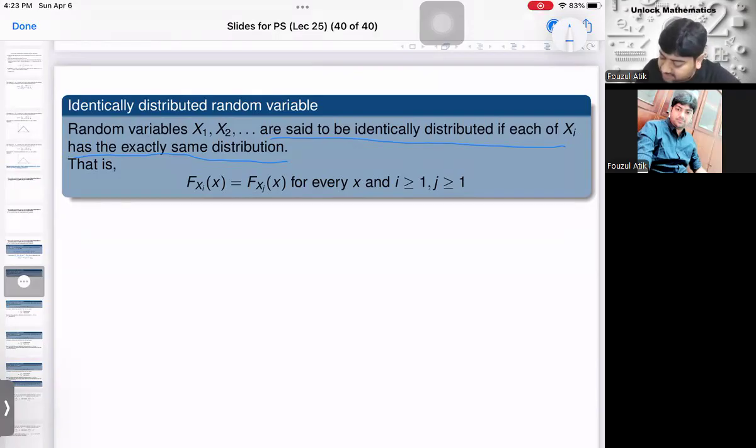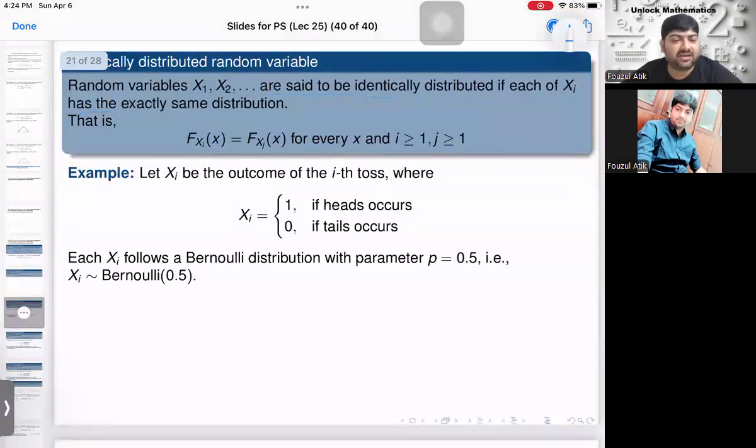So basically, if F_Xi(x) and F_Xj(x) are the same for all x and for all i greater than or equal to 1, j greater than or equal to 1, we call them identically distributed. Right? One example we can show: let Xi be the outcome of the ith toss, where Xi is equal to 1 if head occurs and equal to 0 if tail occurs. So Xi is the outcome of the ith toss.